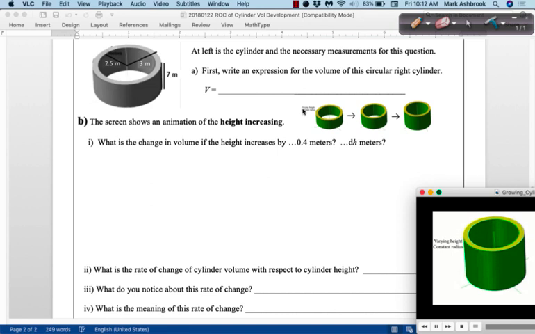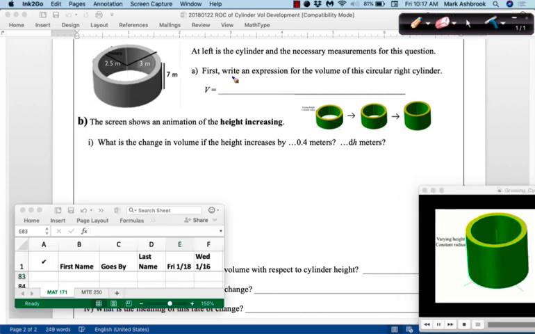Make sure you have the volume right first, before you start working on changes in volume. Check with at least a couple students, check with a TA, make sure you have that volume correct before you start trying to write out changes in height, or changes in volume, okay?